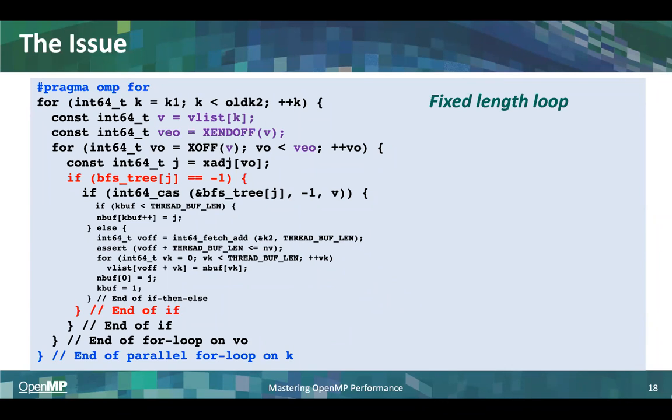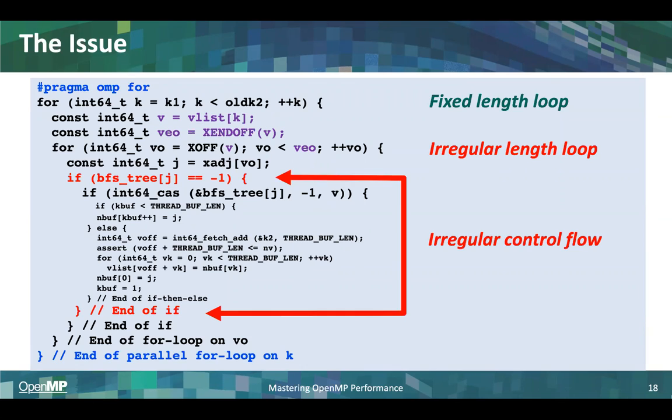First of all, we see the OMP4. So that's a fairly bulky OpenMP4 loop. And the outer loop is a fixed length loop. It runs from K1 to old K2 minus 1. So that's okay. The second loop is irregular in length. The length depends on some data structures that depend on K. So potentially the length of the second loop is not a constant.